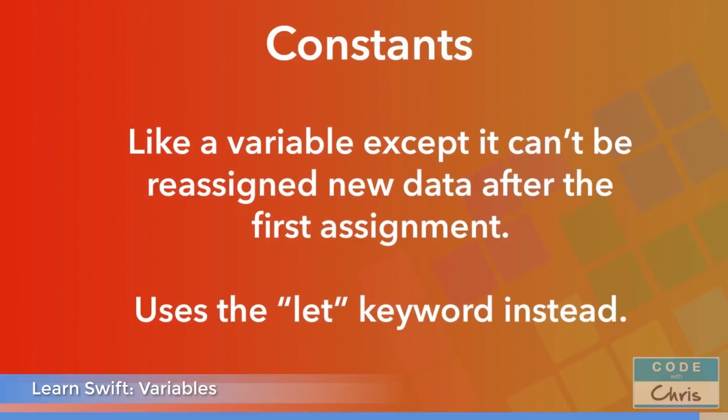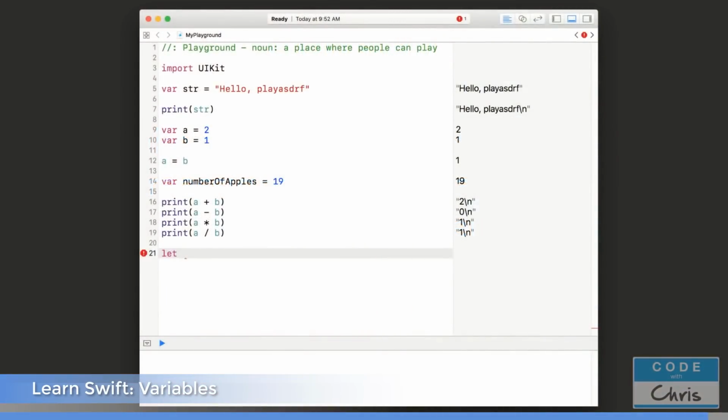Okay, so one more thing I want to talk about are constants. So they are like variables, except that once you assign something to them, you can't reassign data into them. So that's really the only difference. That and also how they're declared. So with variables, you use the keyword var, but with constants, you use the keyword let. So I can say let c equals 10.